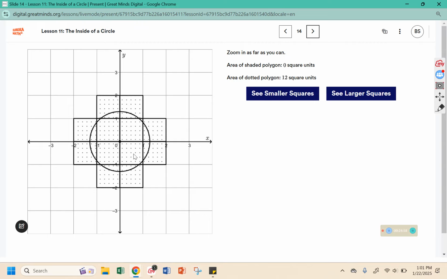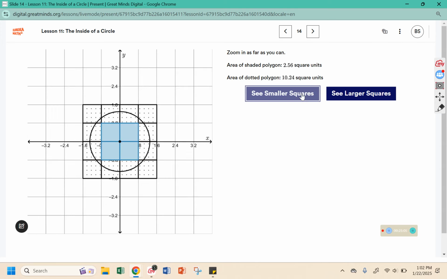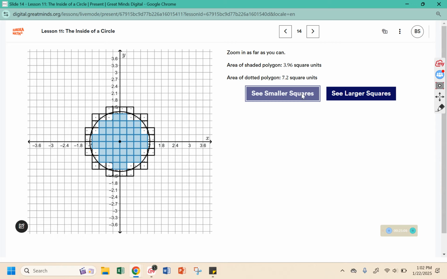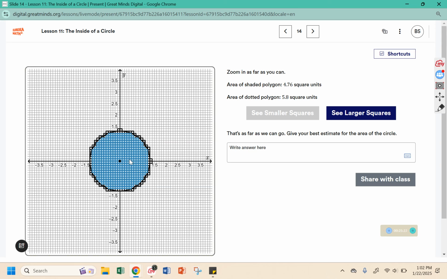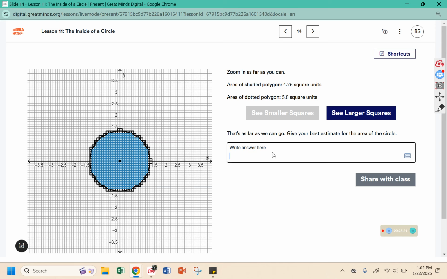Zoom in as far as you can using the buttons. So we're going to see smaller squares. So that's as far as we can go. And it says, give your best estimate of the area of this circle. So this is between 4.76 and 5.8. So we're estimating somewhere in the middle of those two numbers, or just in between. So I'm going to go maybe 5.2.